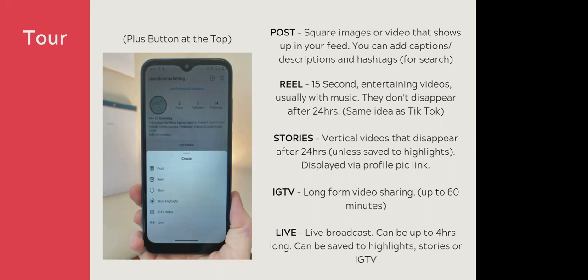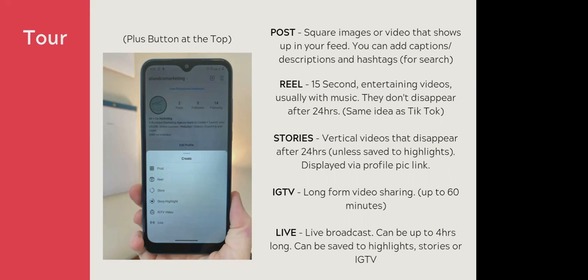Then you have story highlights, which is just basically a way to save stories for later. It's like, if you don't want your story to disappear in 24 hours, then you can save it. And then you have IGTV, which is longer form video sharing. It can be, I think, up to around 60 minutes. And then you have lives, which is essentially like a live broadcast.